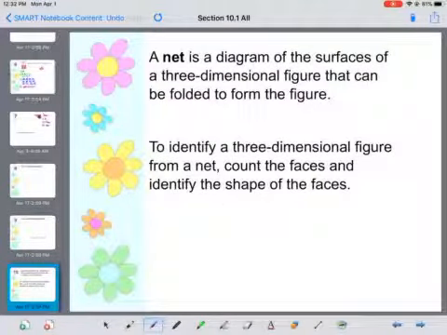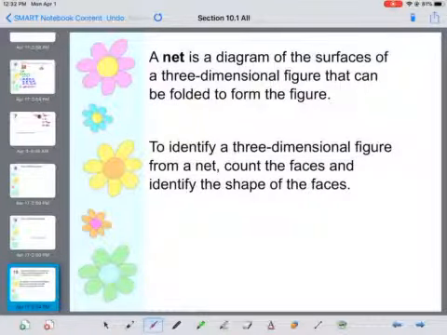So next part here for 10.1, I just thought you needed a little break in the middle of the video there. It gets to be a long one, a lot of information today. We learn about a net. Not the girl's name Annette, but a net. So a net is a diagram of all the surfaces of a three-dimensional figure that can be folded to form the figure. So it's all the parts if we kind of unfold the figure.